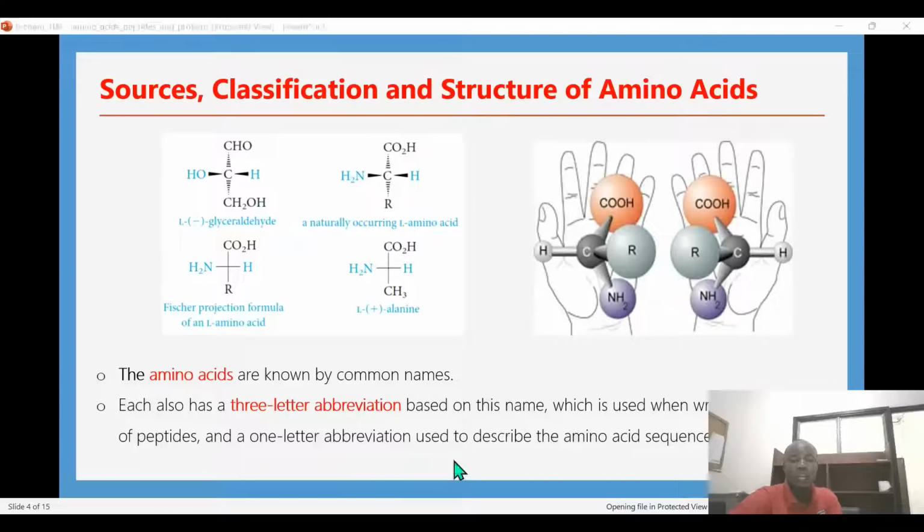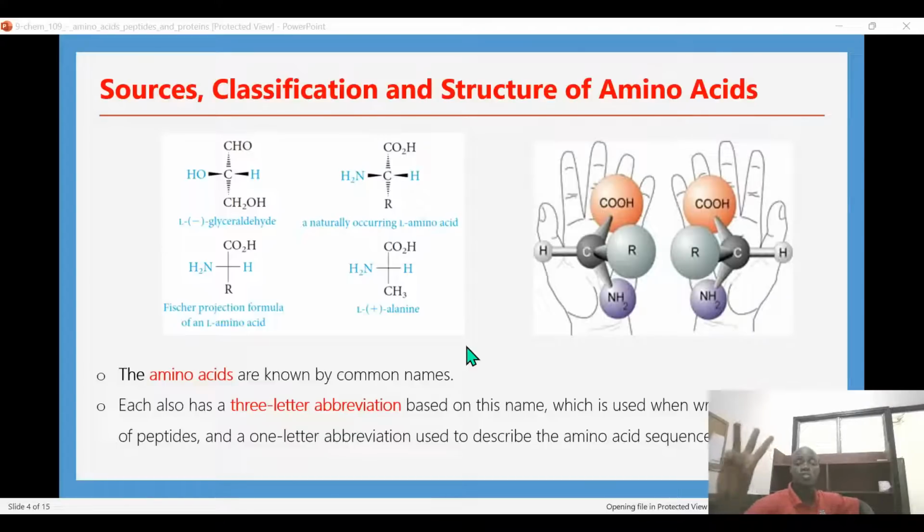Because as we said, proteins are made up of amino acids. So the question now is, how do we represent the amino acids in a linear chain of a protein? You cannot start by writing the full name of the amino acid. It will be very, very difficult to do that. So that is why there are two ways that you can shorten the name of the amino acid.